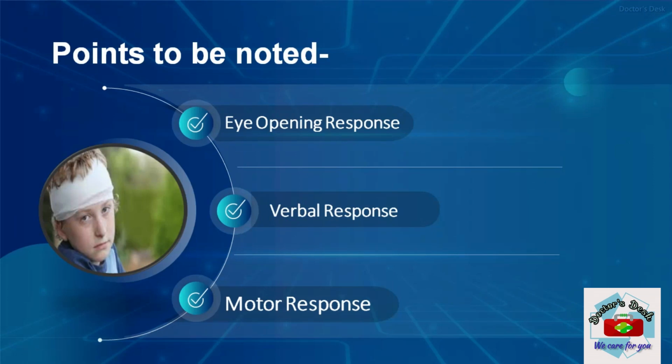During measuring the point, we need to look for eye-opening response, verbal response, motor response. For calculation of the GCS score, we need to see the following points: eye-opening response, verbal response, motor response.